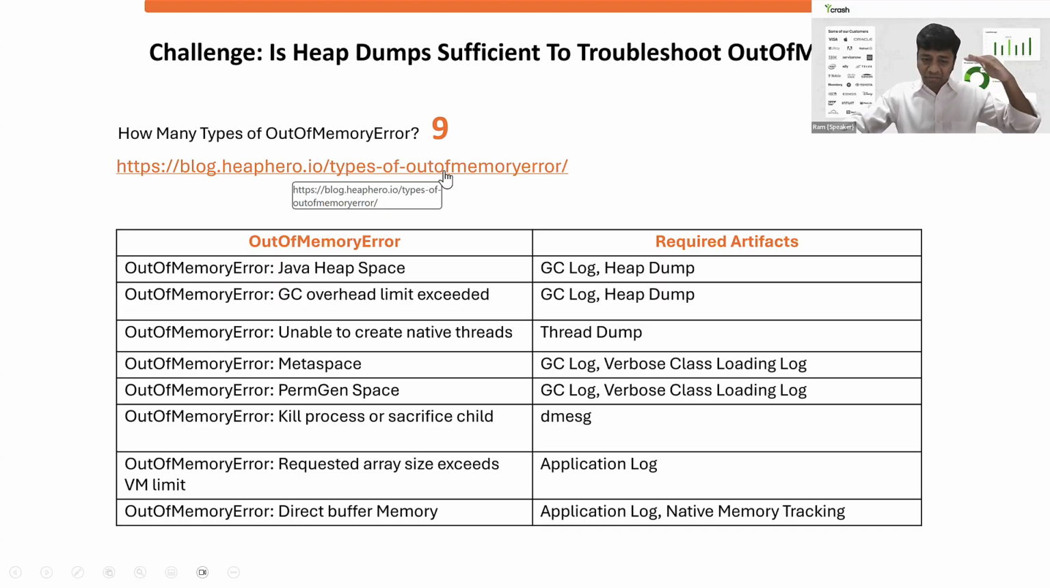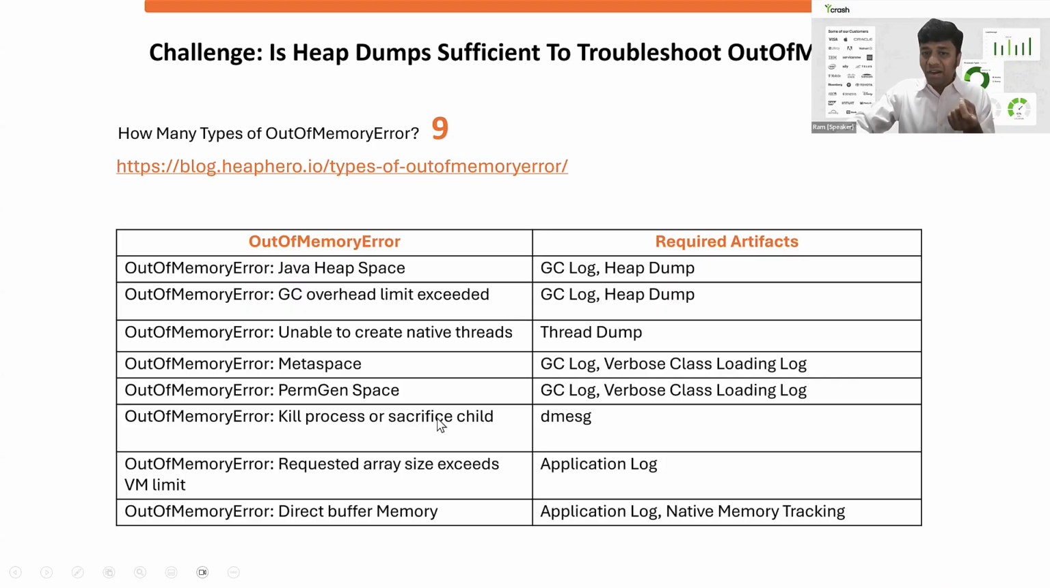Here we talk about, when we confront each type of out of memory error, what artifacts you need to capture, and how you go about troubleshooting. You can find it in this blog post. But the quick answer is that a heap dump alone is not enough to troubleshoot out of memory errors. You need additional artifacts. So how do you get these artifacts? I don't know what error I'm going to get in production. So I may get any type of out of memory error.